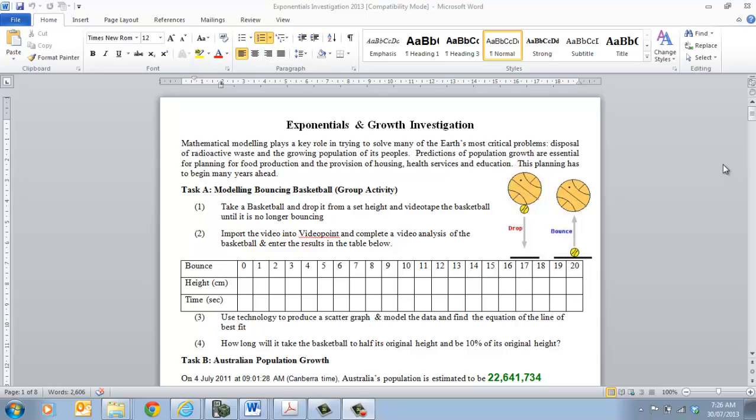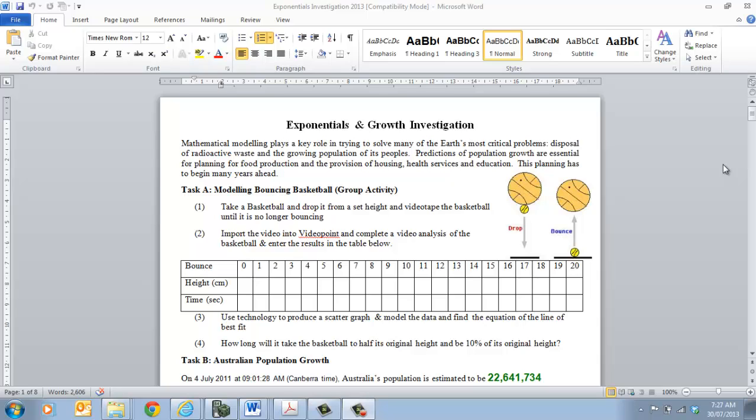Want to just spend a couple of minutes going through your investigation on exponentials and growth. I'm going to start off by just looking at this basketball one. So the idea is we're going to get you to use your iPhone or iPod to go and videotape a basketball. And what you'll do there is you'll need to make sure that you place the meter ruler in a position so you can actually see that.